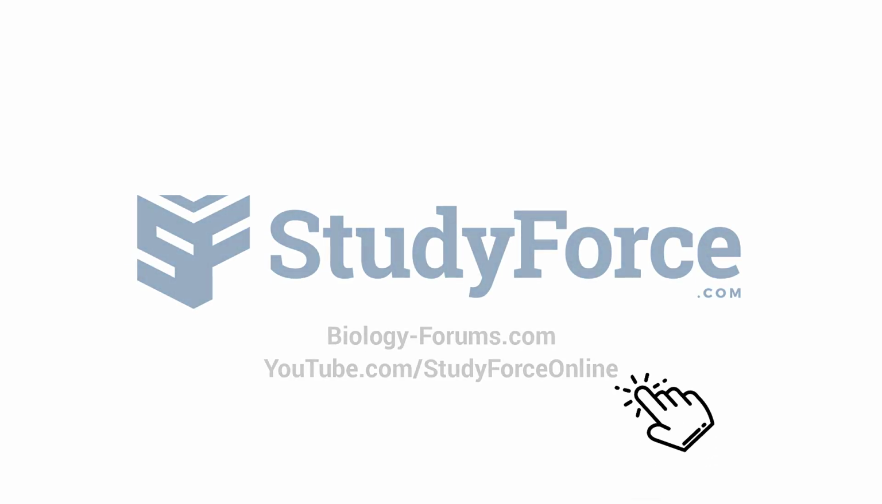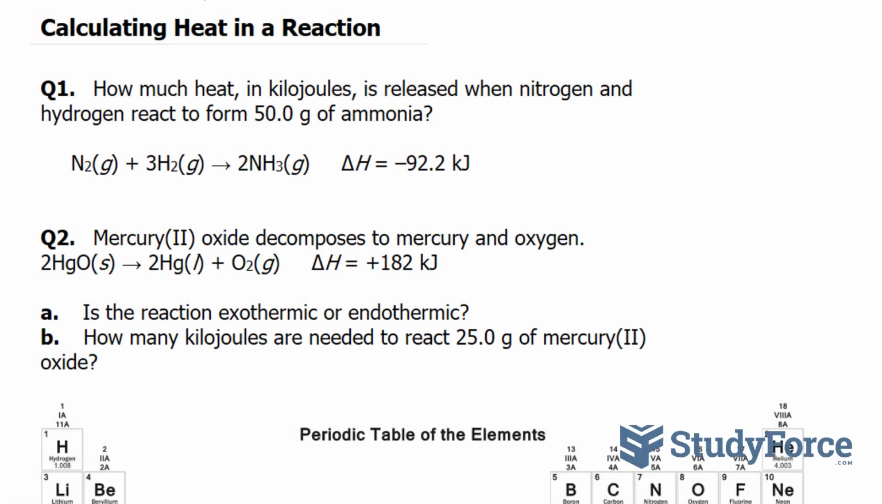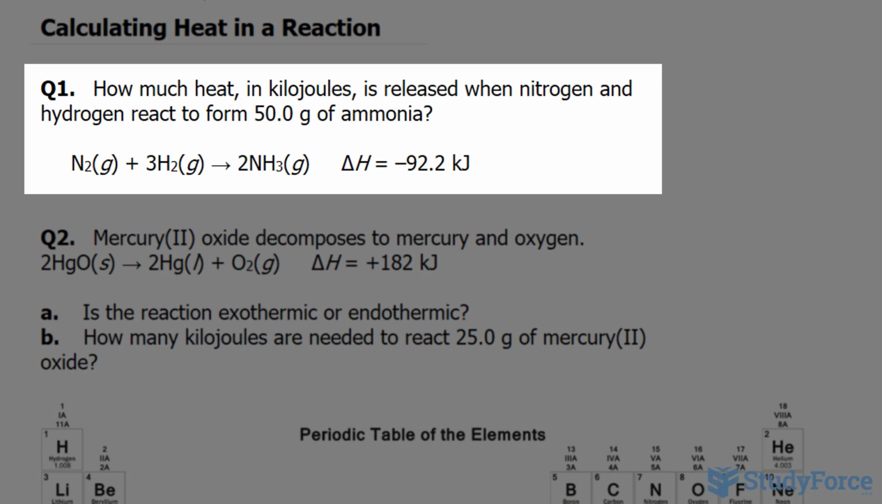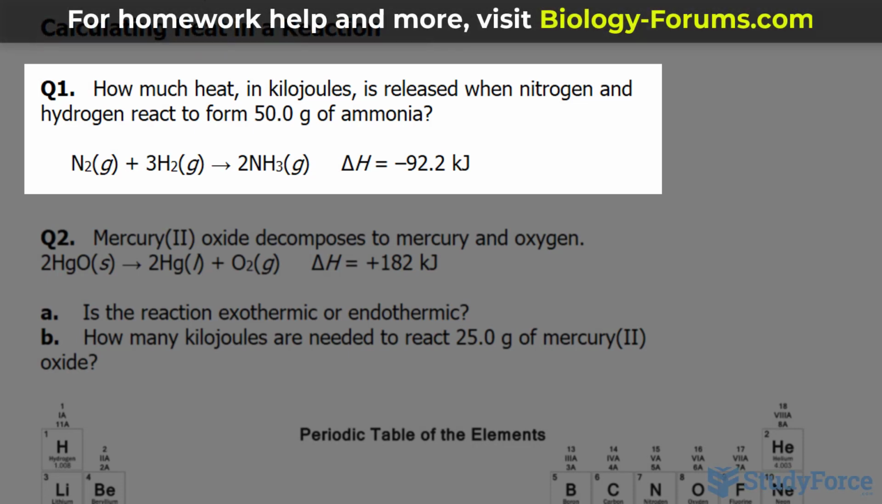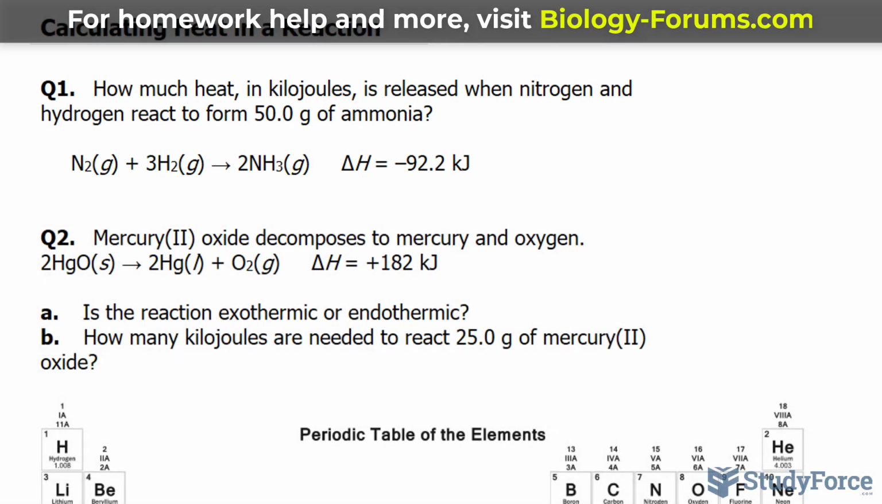In this lesson, I'll show you two examples on how to calculate heat in a reaction. Question 1 reads, how much heat in kilojoules is released when nitrogen and hydrogen react to form 50.0 grams of ammonia? What we've been given in the question is the mass of ammonia and the delta H, which is the change in enthalpy for this reaction.